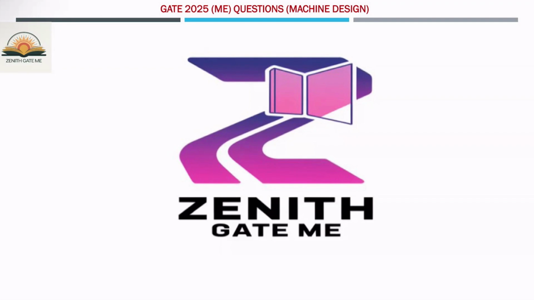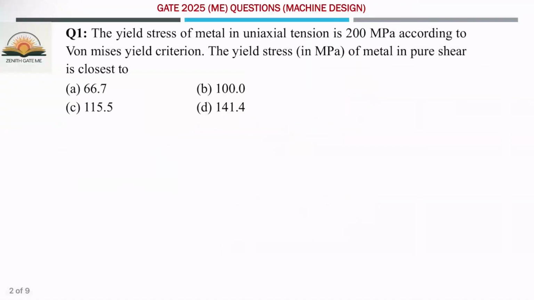So in today's session, I will discuss the questions which came into the GATE 2025 from the machine design subjects. So the first question is, the yield stress of metal in uniaxial tension is given as 200 megapascal. According to the von Mises criteria, the yield stress of the metal in pure shear you have to calculate, and there are four options. Okay. So what is the data given? The yield tensile strength is given as 200 megapascal.